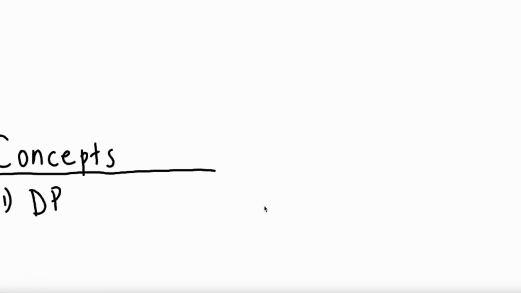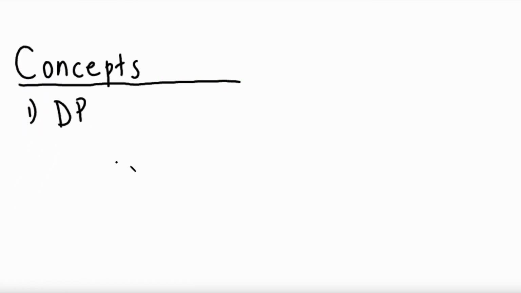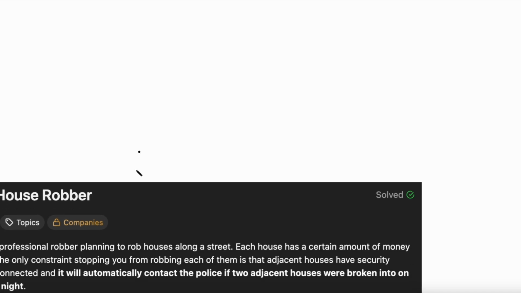House robbers. So to solve this problem, we need to know one concept, and that's DP. DP stands for dynamic programming, and it's all about solving complex problems with simpler subproblems. And to illustrate this idea, we're going to see the problem.